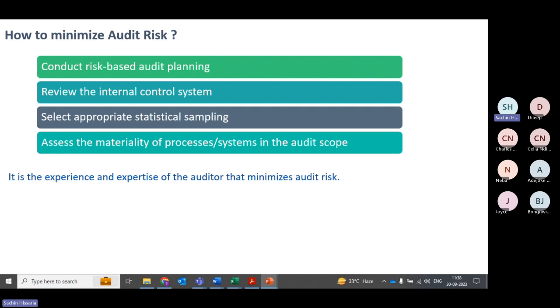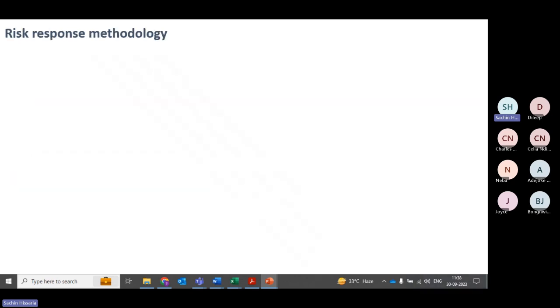As I told you, this is a very subjective thing. If you are more experienced and have more expertise, then obviously you will focus on more high-risk areas. You will assess the materiality more properly and more effectively. So it is the experience and expertise of the auditor that can minimize the audit risk.